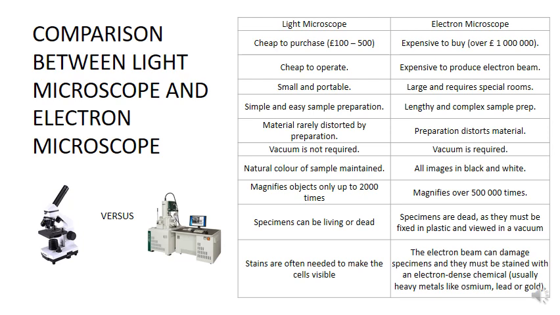And the last one is that a stain is needed to make the cell visible for the light microscope. And for the electron microscope, the electron beam can damage the specimen, and then it must be stained with an electron dense chemical. So basically, they will use osmium, lead, or gold.